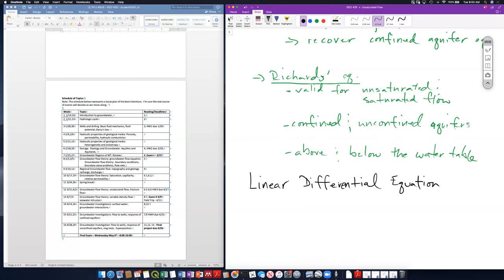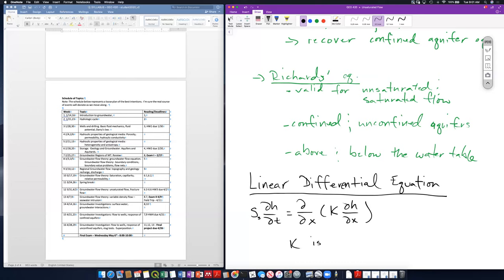Differential. All right. So I'm going to just look at steady state, or not steady state, but confined aquifer. One-dimensional flow, just to simplify what I'm writing. So d dx of k dh dx. All right, this equation is linear because K and S sub S are independent.